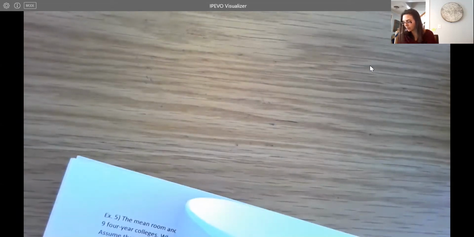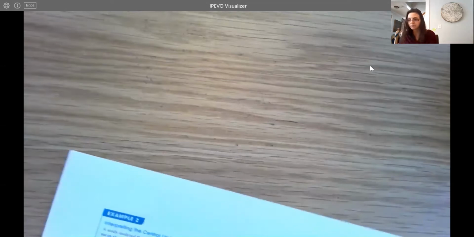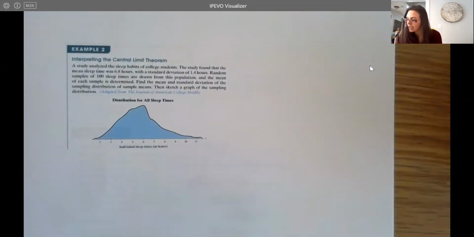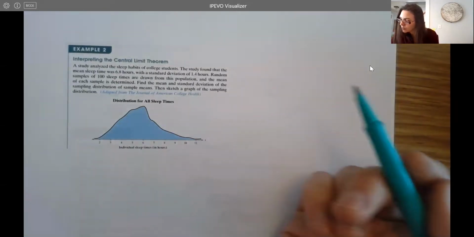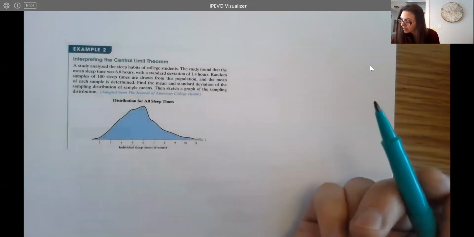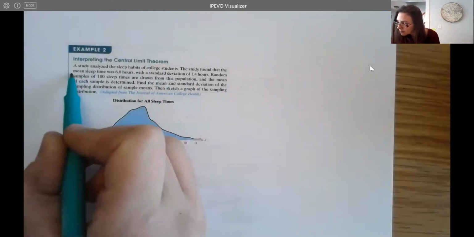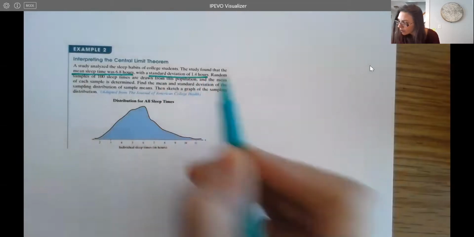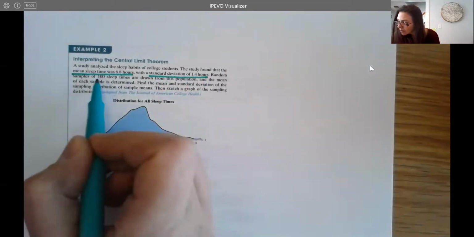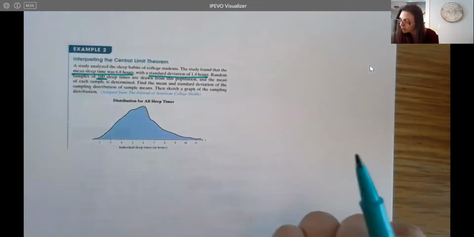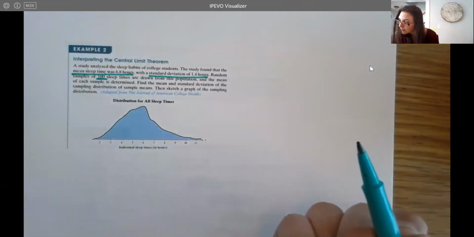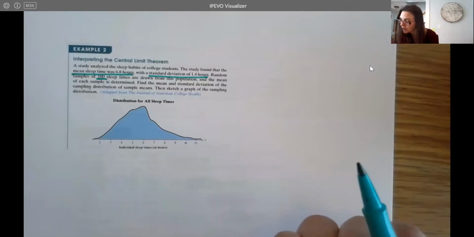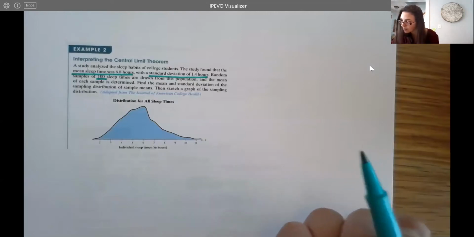All right, let's look at some examples. A study analyzed the sleep habits of college students. The study found that the mean sleep time was 6.8 hours with a standard deviation of 1.4 hours. Random samples of 100 sleep times are drawn from this population, and the mean of each sample is determined. Find the mean and standard deviation of the sampling distribution of the sample means.